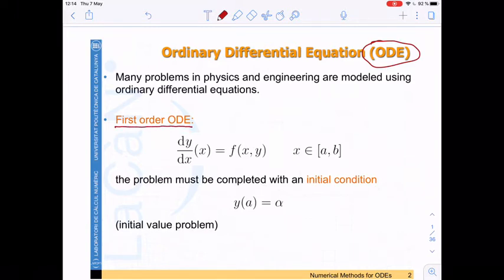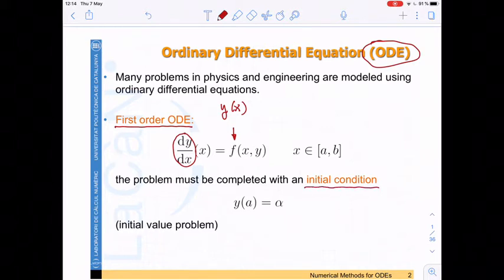Here the unknown is the function y of x, and the equation is called differential because it involves derivatives of y with respect to x, and because it's a first derivative, that's why it is first order. And in this equation, f is a given function of x and y. We know that for the solution to this problem to be unique, it must be complemented with an initial condition. And in this case, we prescribe y of a to some given value alpha. We obtain hereby an initial value problem.